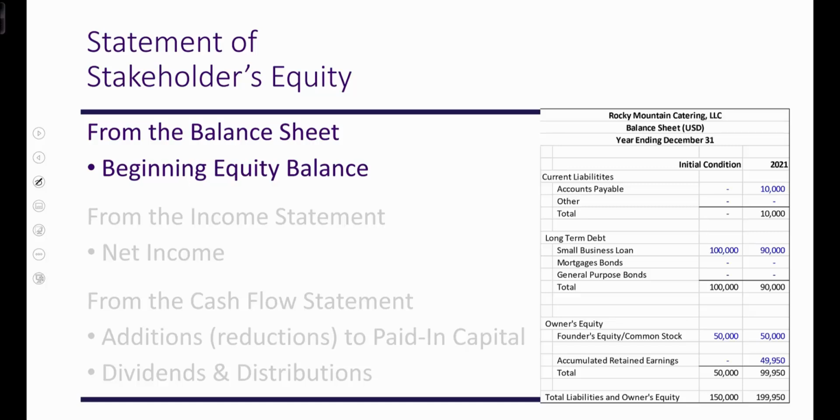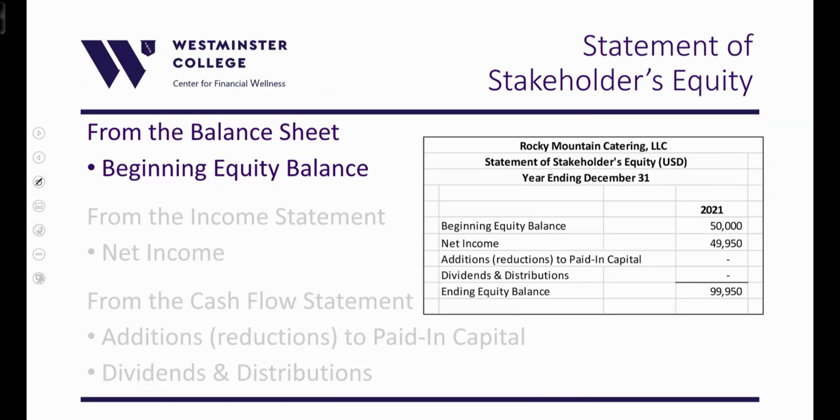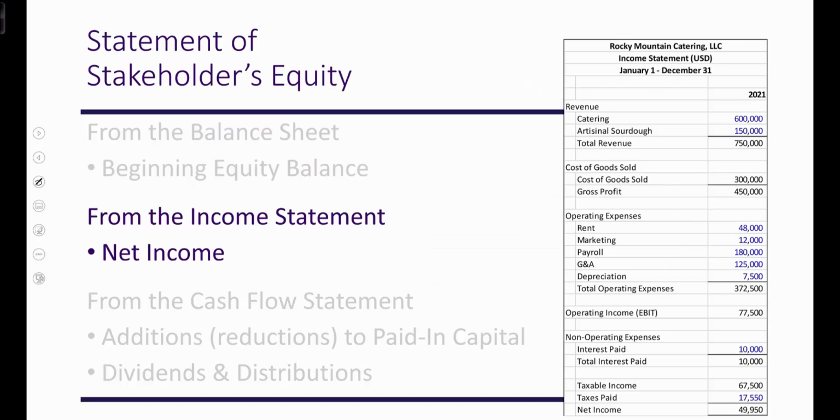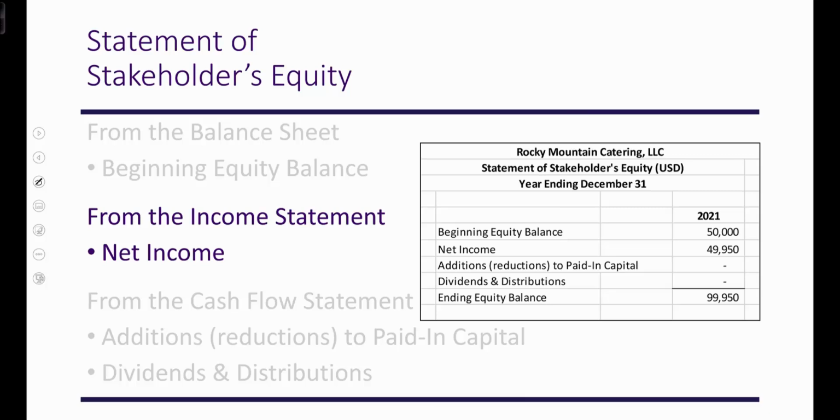So from the balance sheet, we look at the beginning equity balance. Well, the beginning equity balance is this $50,000 right here. And that's going to go on the statement right at the very top. From the income statement, we take a look at the net income or profit. And on the statement, it goes right where you'd expect it to, under net income.